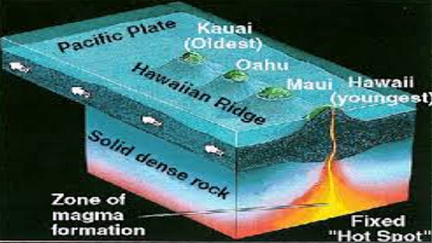A hotspot is a stationary hotspot underneath the Earth's lithosphere with immense heat and pressure that enables the magma inside the Earth to blast through the surface, forming volcanic chains of islands. A perfect example would be the Hawaiian Islands.